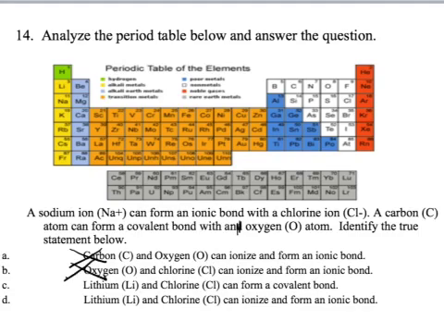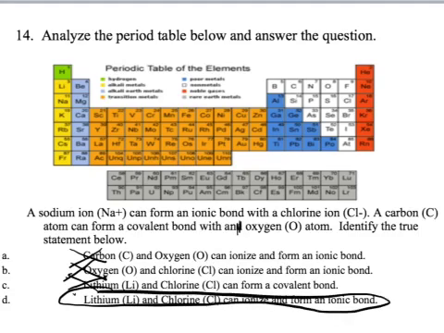Lithium and chlorine can form a covalent. No, lithium's a metal, chlorine is a nonmetal. They're going to form an ionic. Lithium and chlorine can ionize and form an ionic bond. That's true. That's exactly why it can happen. And why is that true? Because lithium is a metal, and chlorine is a nonmetal. And a nonmetal plus a metal, they form an ionic bond.